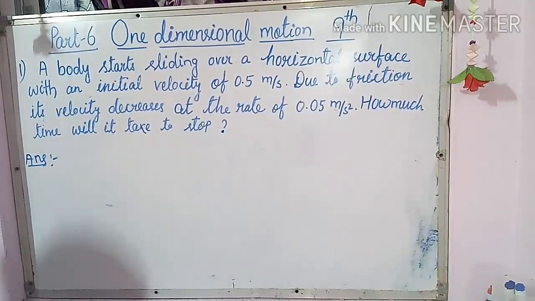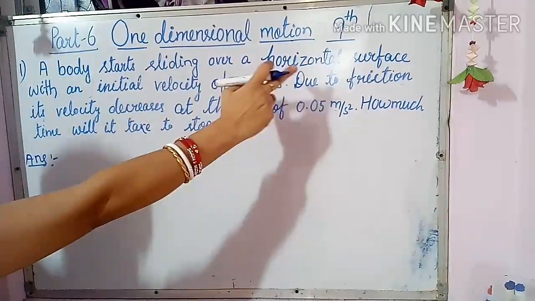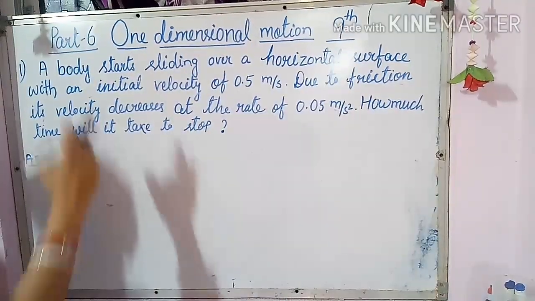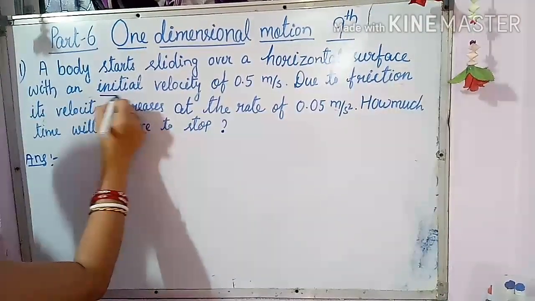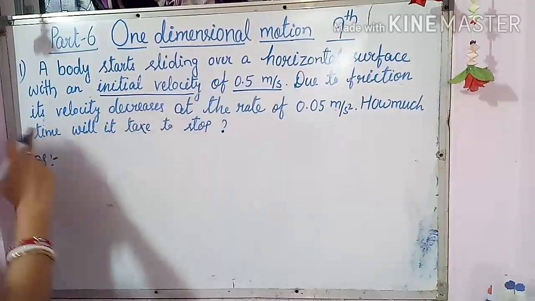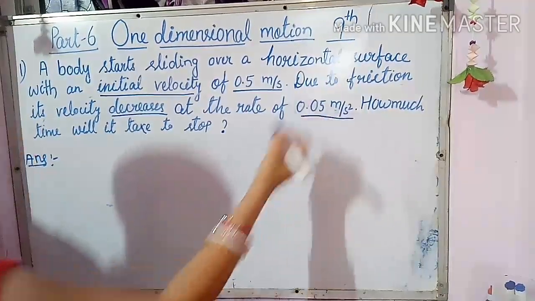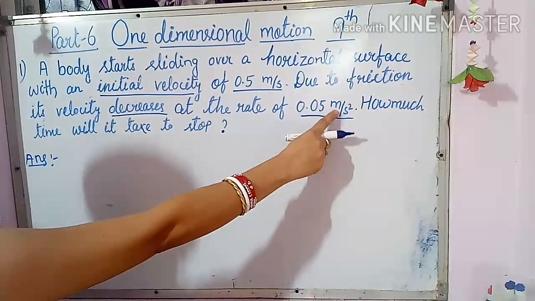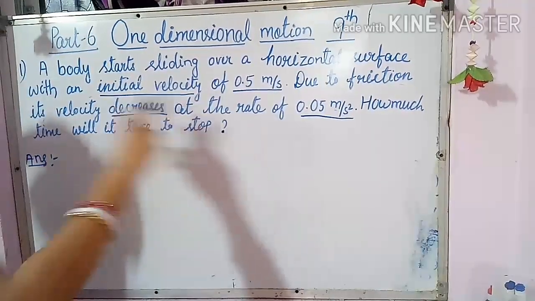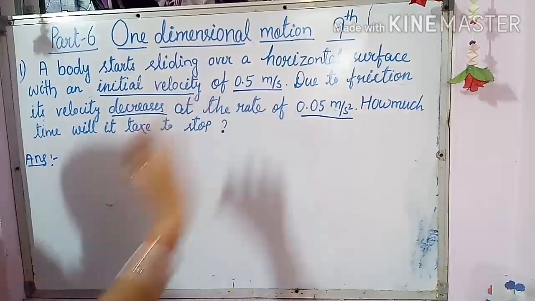Now children, you can see here I have written one question. Now let's start reading. A body starts sliding over a horizontal surface with an initial velocity of 0.5 meter per second. So what is the key word here? You have to underline that: the initial velocity, 0.5 meter per second. We need it. Due to friction, its velocity decreases at the rate of 0.05 meter per second square. So from this unit you can identify the term. Meter per second square means it is your acceleration, and as its velocity decreases, then it is the retardation, which means you have to put the minus sign here.